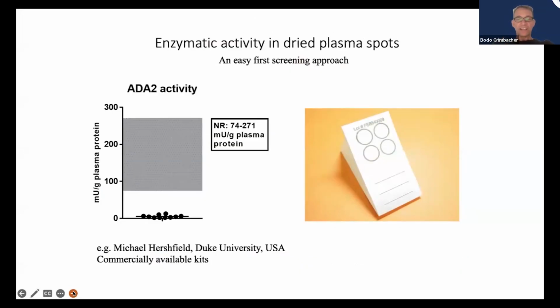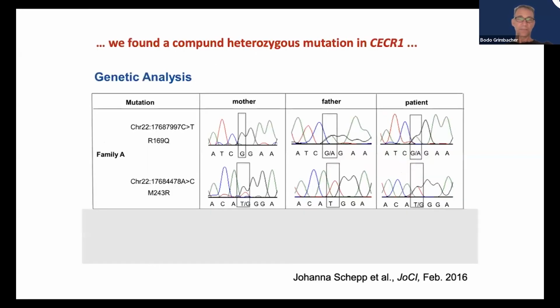ADA2 can also be functionally tested. It's an enzyme, so you can send blood to test laboratories. For instance, Mike Hershfield does it in the US, but there are now also many European laboratories who test for ADA2 activity. And you can see here that patients have an absolute absence of enzyme activity. This is because the disease is autosomal recessive, so you need two defective alleles to be sick. That means if you have one healthy allele, like in heterozygous parents, they would have a retained ADA2 activity, maybe not as high as normal, but sufficient to stay healthy.